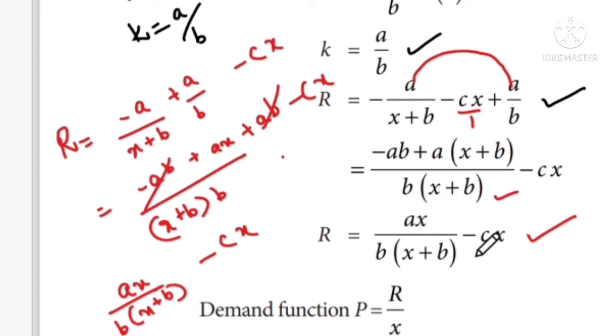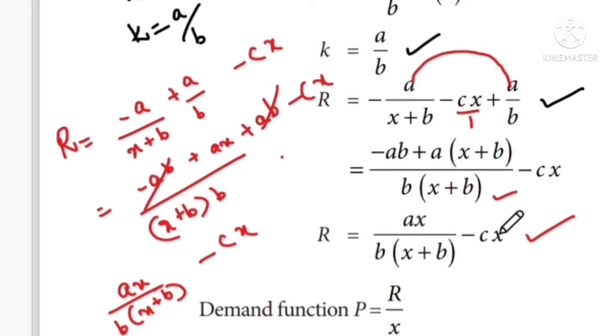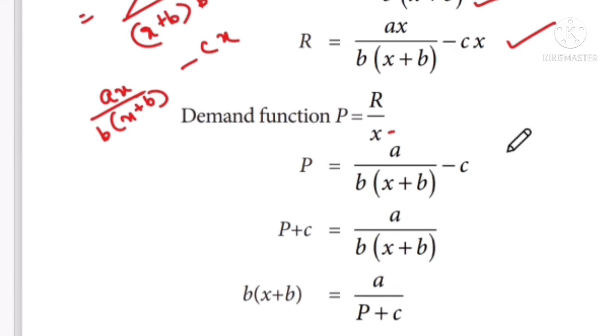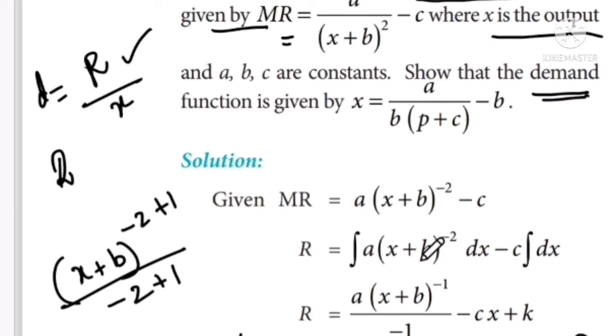Now the question is to find the demand function. So we need p, which is r by x. Divide this by x, this also by x. So you get a by b into (x plus b), minus c, since x is cancelled because you're dividing by x. Now bring that c to this side. P plus c is equal to a by b into (x plus b). The answer is in terms of x.